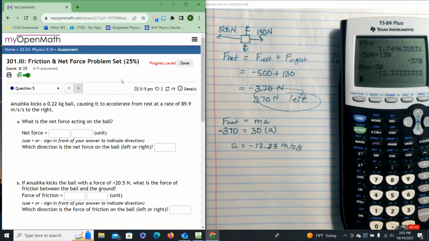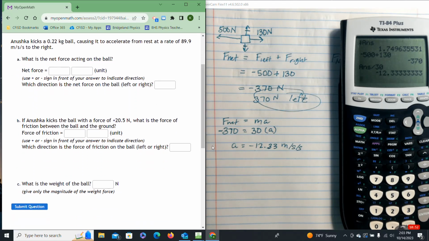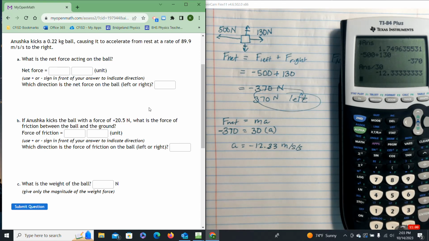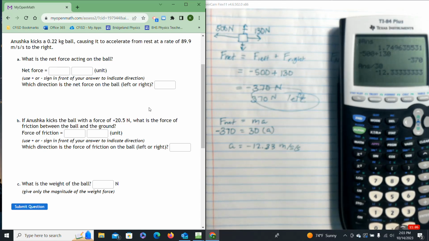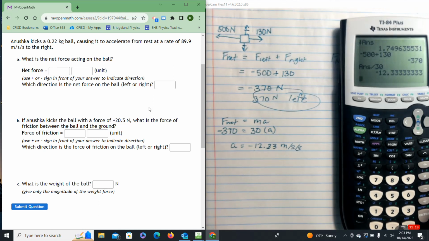Question number 5. Anushka kicks a 0.22 kilogram ball, causing it to accelerate from rest at a rate of 89.9 meters per second squared to the right. What is the net force acting on the ball? Let's start with that question, and then we'll take a look at each of the other pieces to this problem. Okay, so taking a look at that, I need to get a new piece of paper, so give me a second.